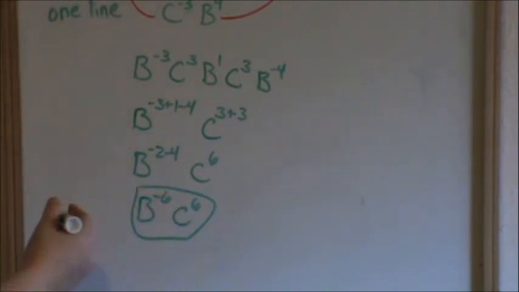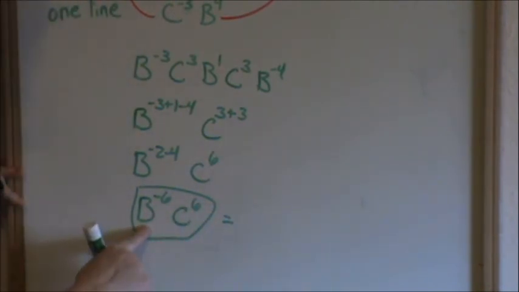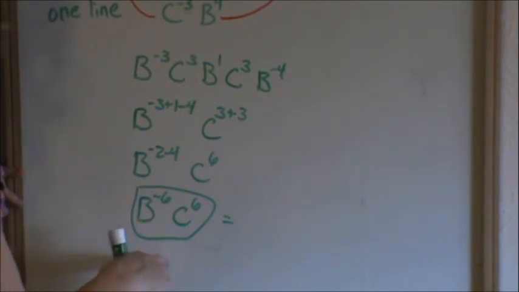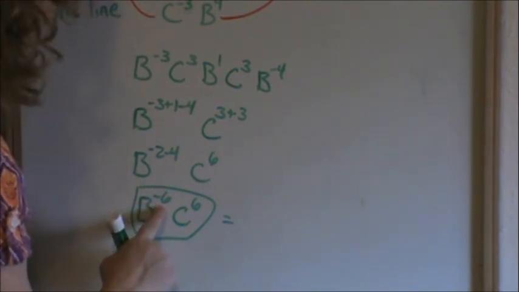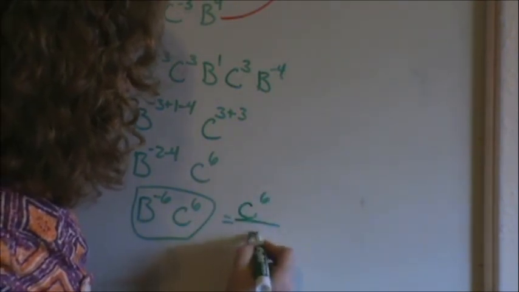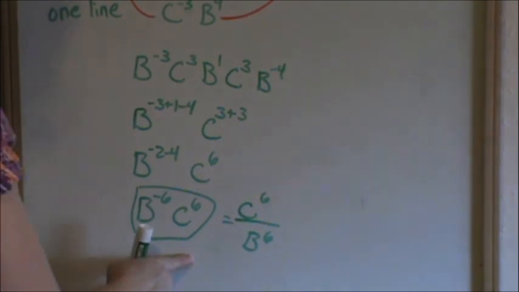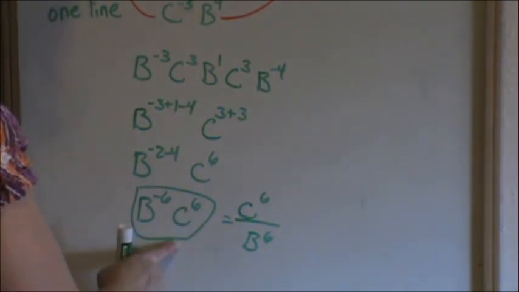You can leave your answer like that, or if you want to write it with positive exponents, in order to make the b to the negative 6 a positive exponent, you need to move it down into the denominator and change the sign of the exponent, and it would look like this. C to the 6 over b to the 6. These are the same answer, it's just a different format of writing it. Either way is acceptable to me.